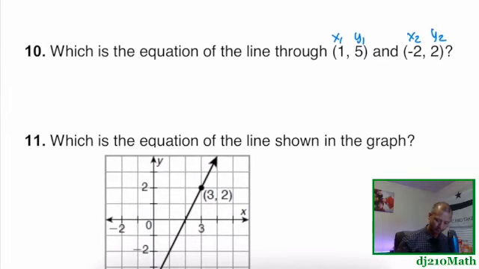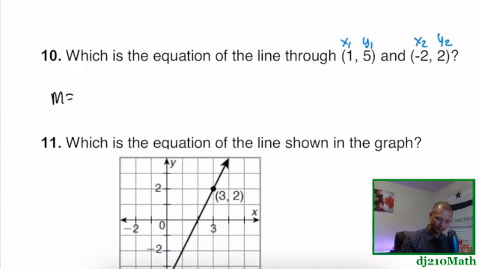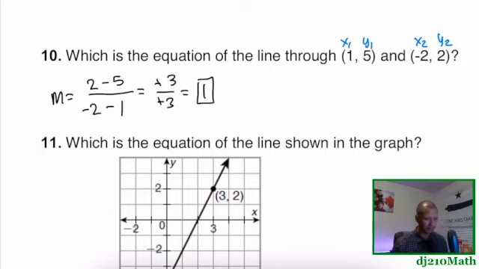To find the slope, that's the first thing I need. M is equal to y2 minus y1 over x2 minus x1. This is going to be -3 over -3, which is +1, right? Because the negatives cancel. 3 over 3 is 1. So the slope that we want is 1.